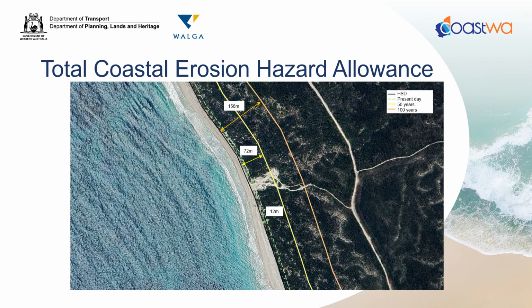So we've calculated our coastal erosion hazards, and these are plotted over the map. So we can see on this figure our HSD line is right at the front of the dune, and that's that black line, and all our coastal erosion hazard allowances are measured back from that. So our present day risk, our 50-year risk, and our 100-year risk. And this is the typical map that you might see for your coastal erosion output.